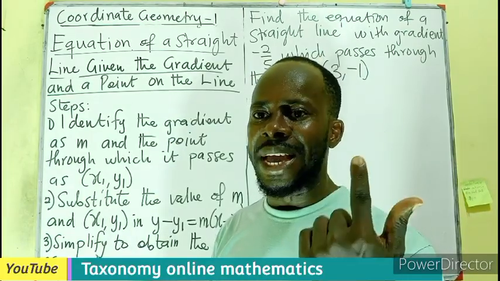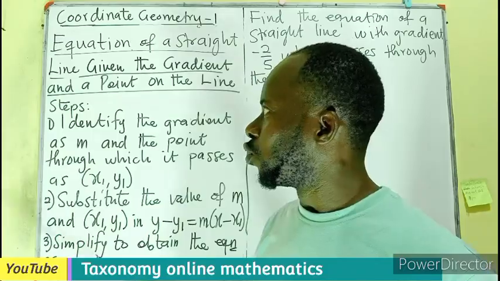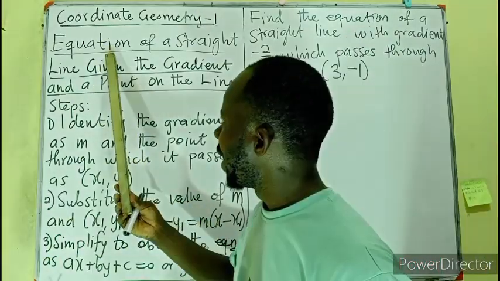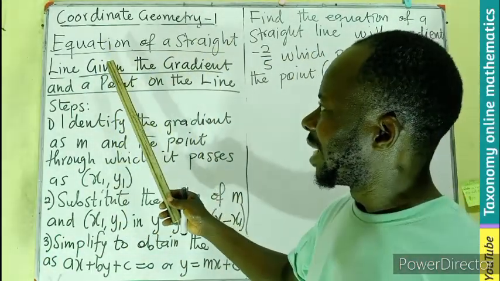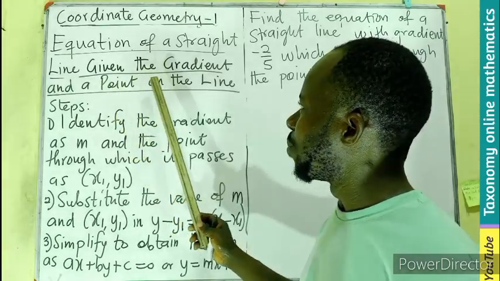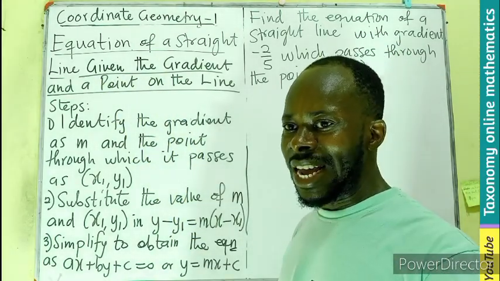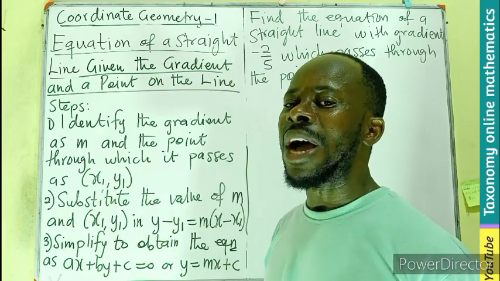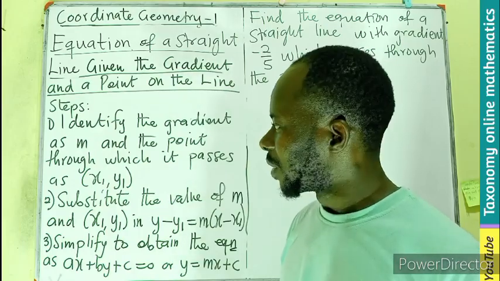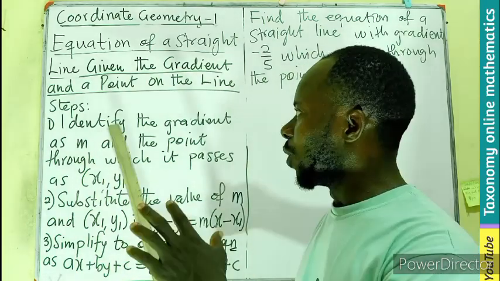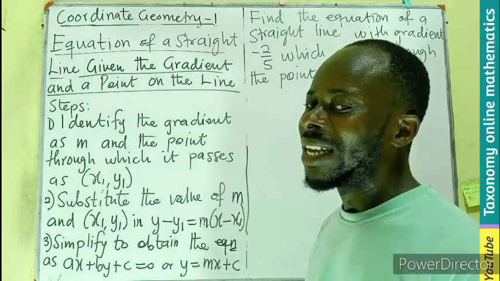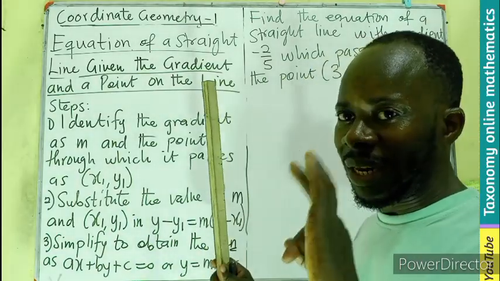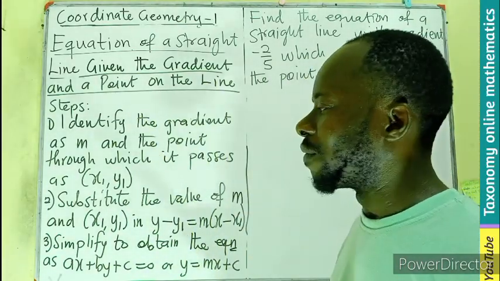Previous episode, we did case 1. Here is case 2. Case 2 is finding the equation of a straight line given the gradient and a point on the line. So when the gradient and a particular point on the line are given, you can easily find the equation of that line. There are so many methods, but I'll introduce you to the first method, and we solve this question through the three possible methods that we can follow.